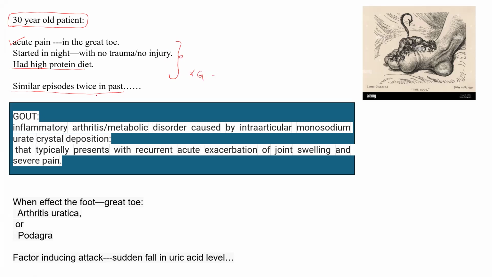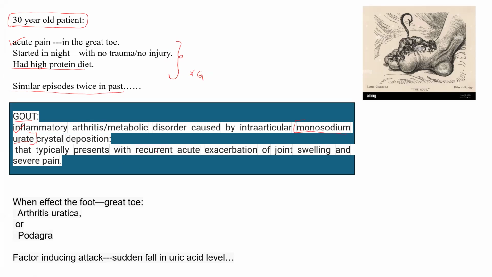So what is gout? Gout is an inflammatory or metabolic condition caused by intra-articular deposition of monosodium urate crystals. You need to remember this term, monosodium urate crystals. It is a commonly asked question in your exams: which type of crystals will you find in gout? It's monosodium urate crystals.